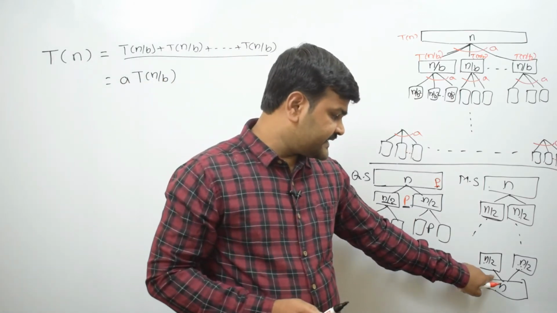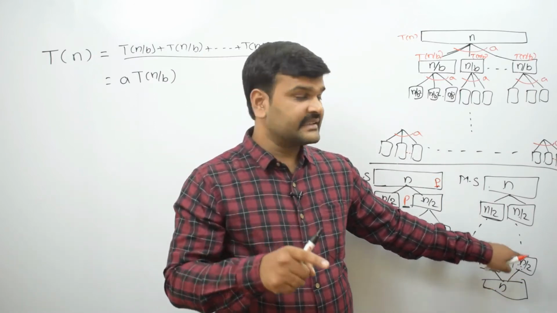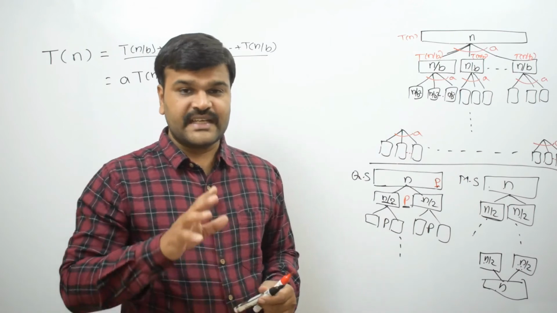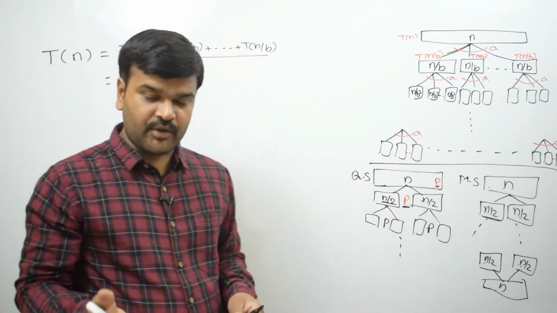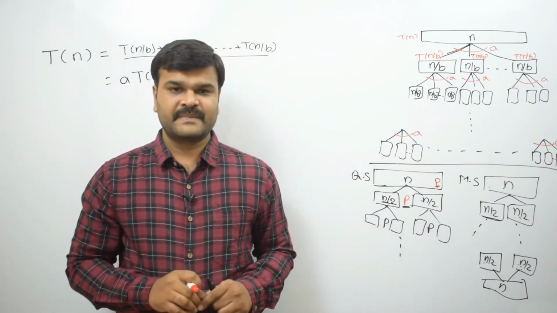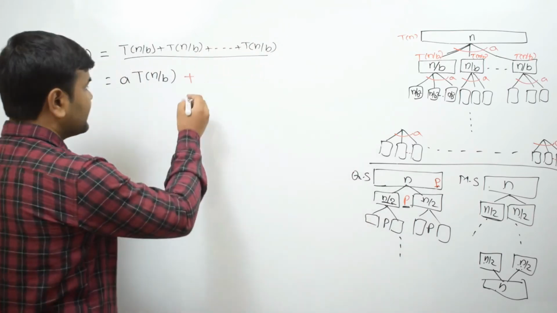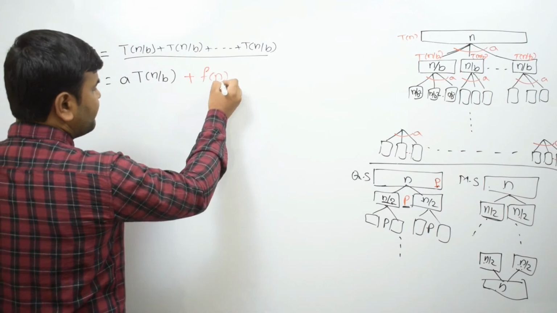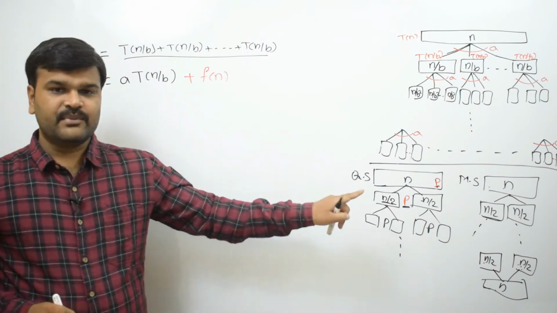So this combining also will take some amount of time. That is what combining here. So other than this one, you are going to have some other time complexity, that is dividing and combining. For that, how much time is it taking? We are going to take that as f of n. Is it clear? This is a very important thing.